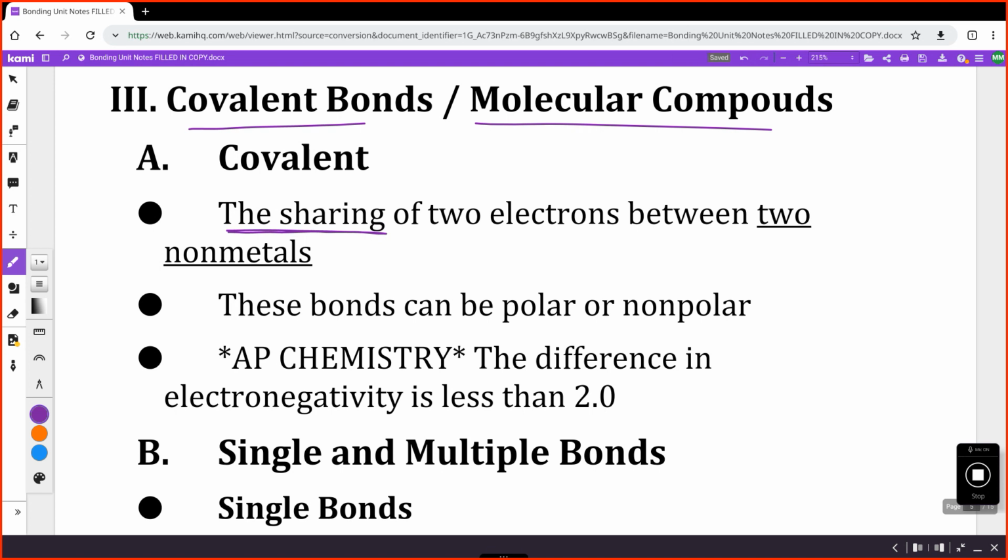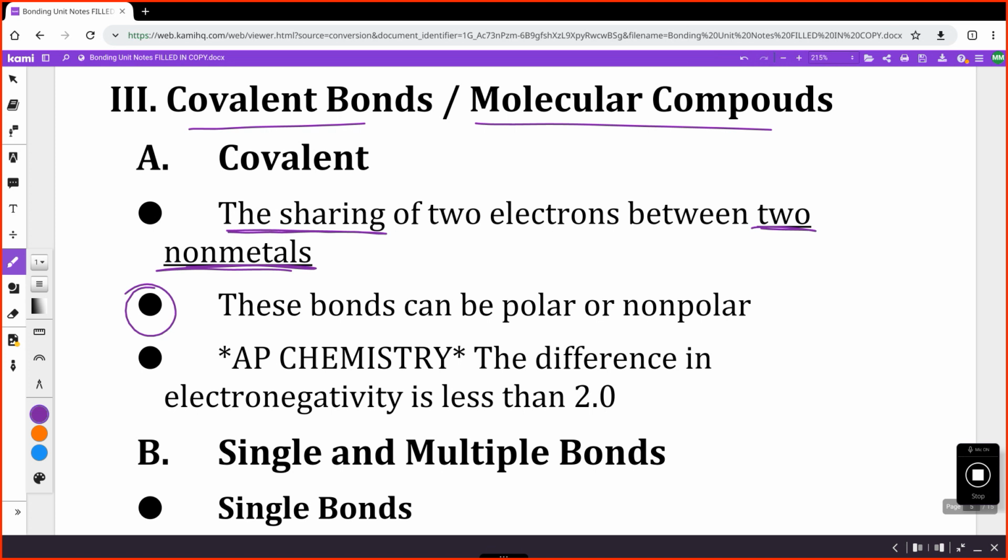Right? And it's a sharing between only nonmetals. So there's a big difference between how electrons are shared and between what types of atoms the electrons get shared by. So we're going to be talking about sharing, and as many of you have probably heard in your past, sharing is caring. And we're going to see how that relates to bonds and chemicals now.